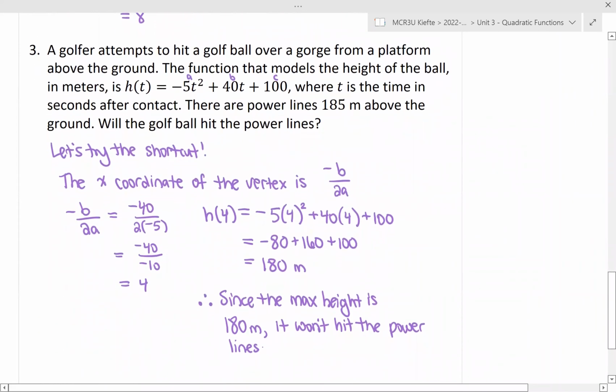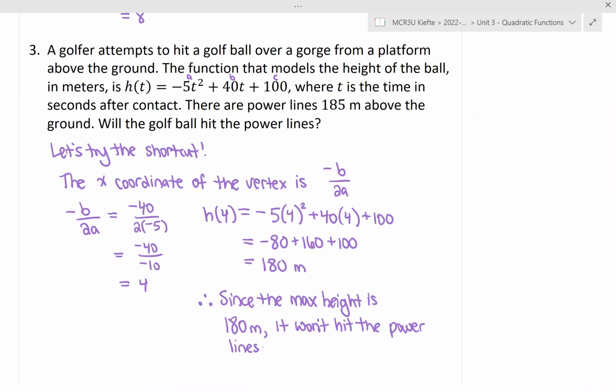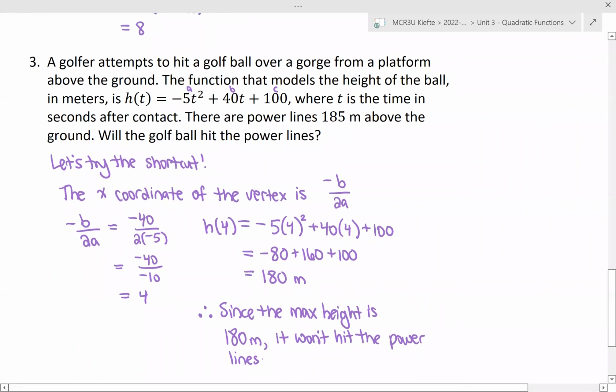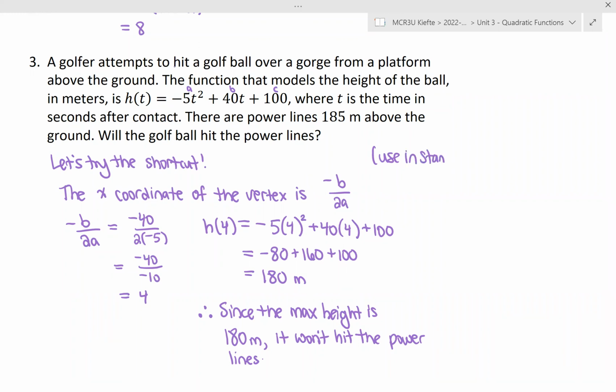Okay, for this one, we are going to use the shortcut method. So the shortcut has pros and cons. One of the benefits is that it is a shortcut for the most part. I would really only use it if something is already in standard form, which in this question it is.